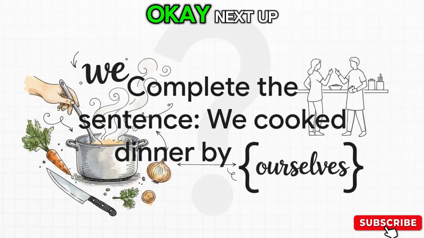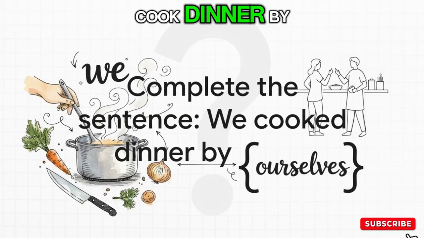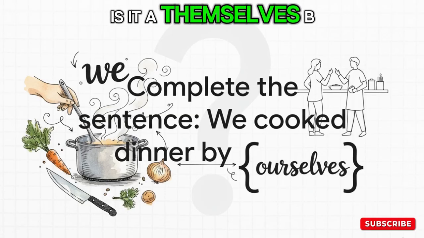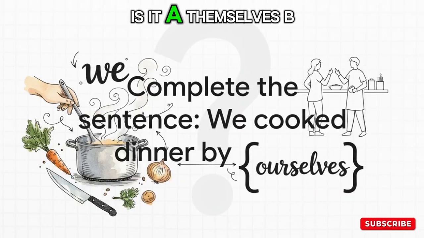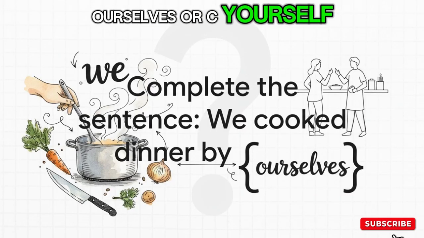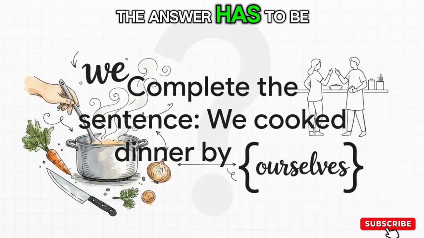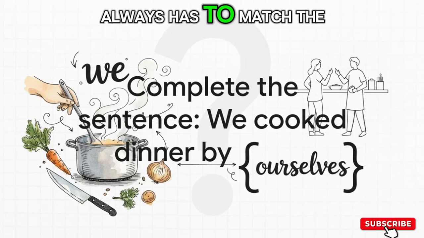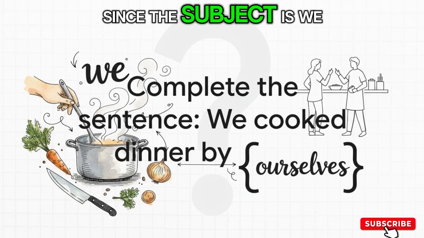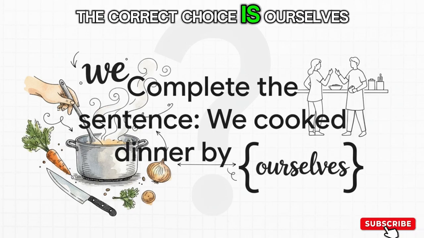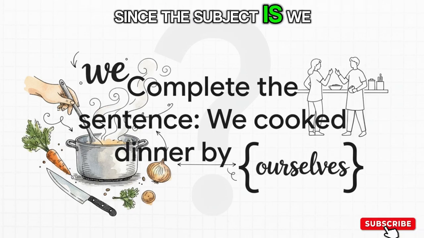Okay, next up, fill in the blank. We cook dinner by, is it A, themselves, B, ourselves, or C, yourself? The answer has to be B. Remember, the reflexive pronoun always has to match the subject. Since the subject is we, the correct choice is ourselves.